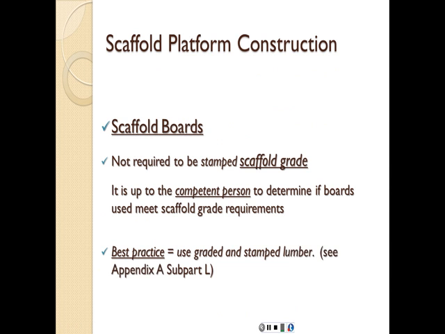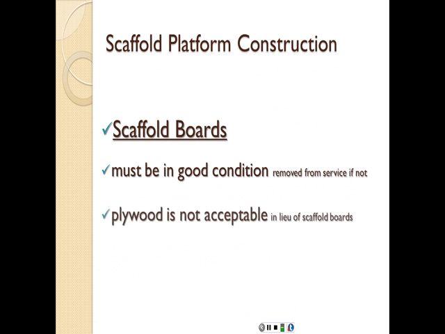Scaffold boards are not required to be stamped scaffold grade. It's up to the competent person to determine if boards used meet scaffold grade requirements. These are the ones used for planking, basically. The best practice is use graded and stamped lumber. This one is going to have the stamp that shows what capacity it can withstand before breaking or collapsing. The scaffold boards must be in good condition, and if not, they should be removed from service. Plywood is not acceptable in lieu of scaffold boards. They have to be solid wood and not plywood.